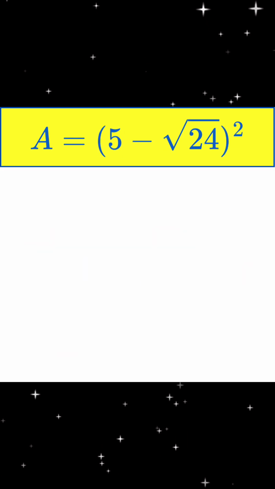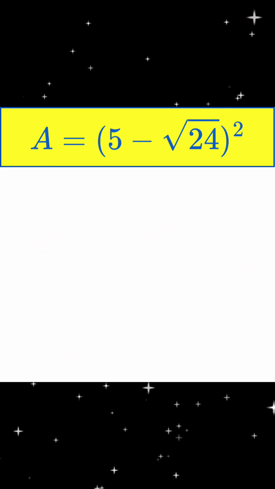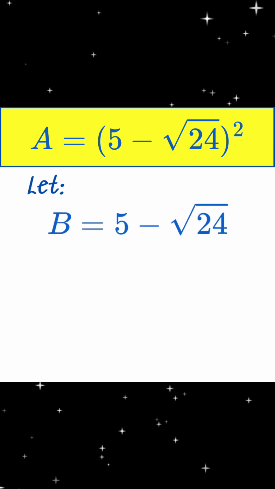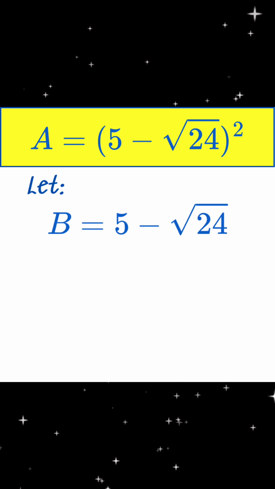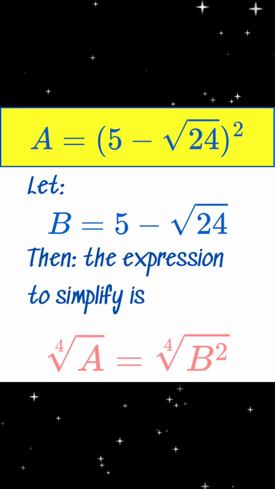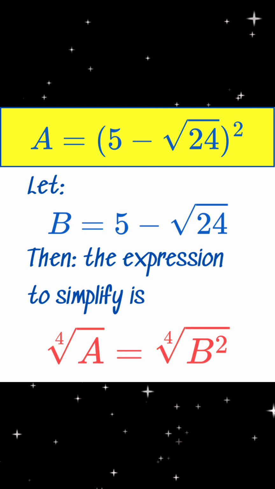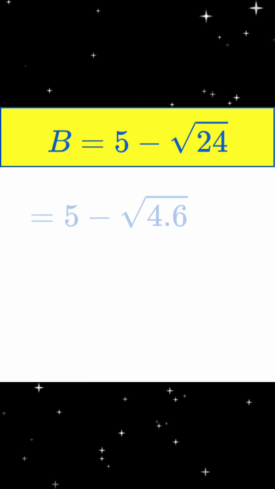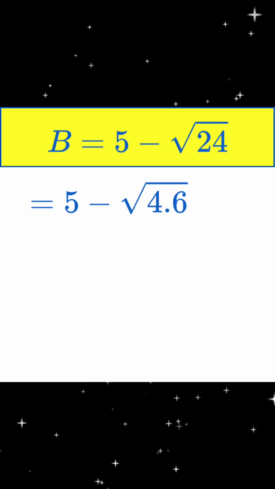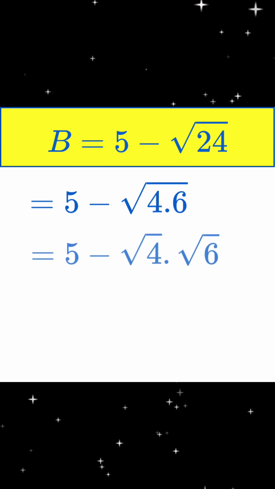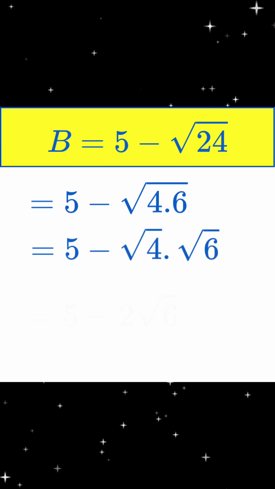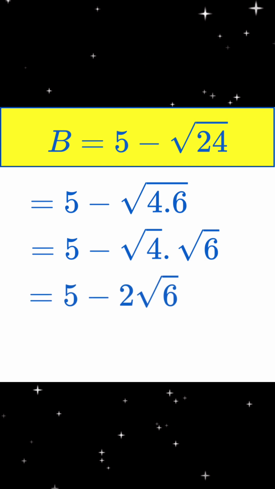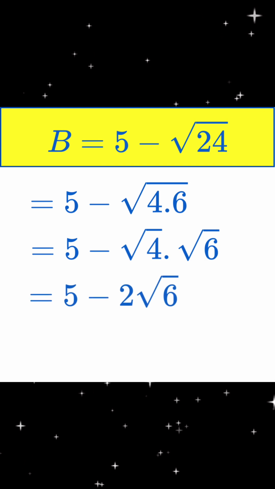We have successfully peeled off the first layer. Now, let's define a new variable, b, as 5 minus the square root of 24. The original expression, the fourth root of a, is now the fourth root of b squared. We repeat the same logic for 24 as 4 times 6. The square root of 4 is 2. So, b becomes 5 minus 2 times the square root of 6.